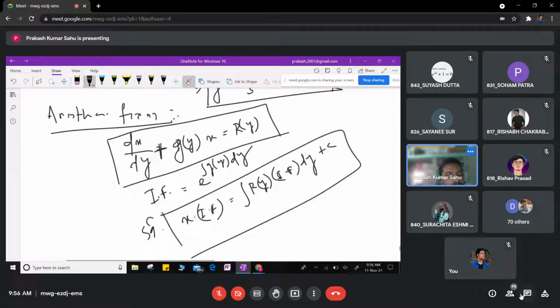Now this is also another one, because of some differential equations. When you solve a linear differential equation, it may not be in the form of dy by dx. So you have to check: if it is not dy by dx, then it may be in the form of dx by dy. And if it is linear, you can find the solution. Got it?